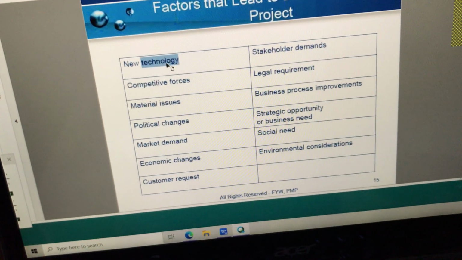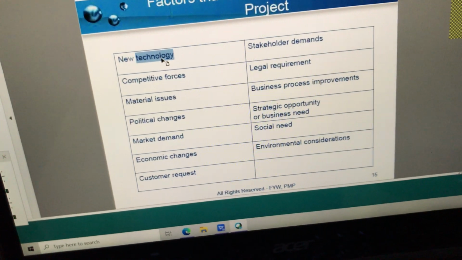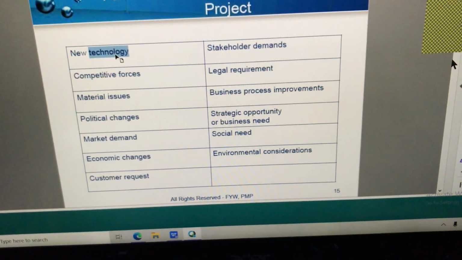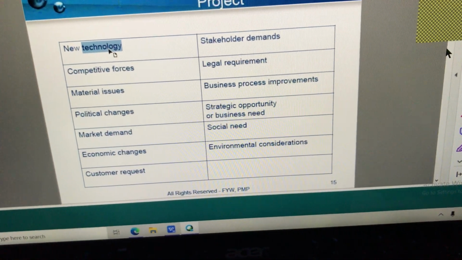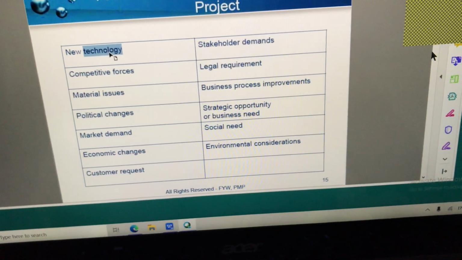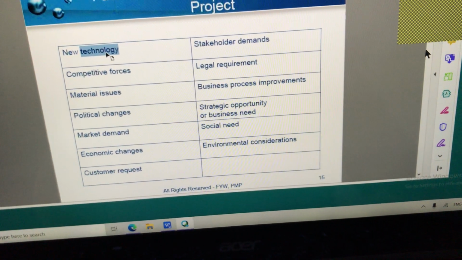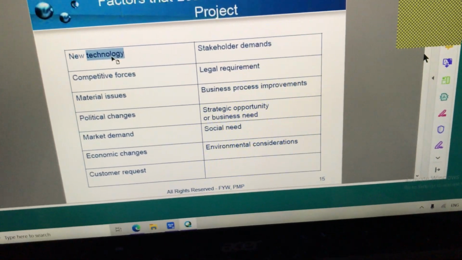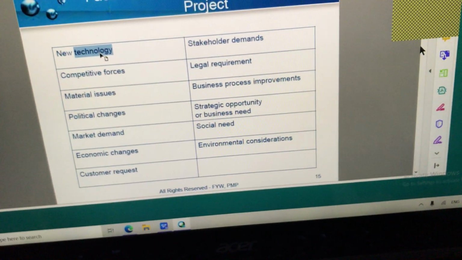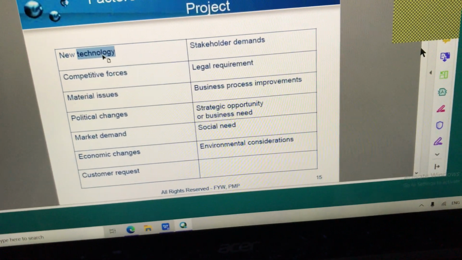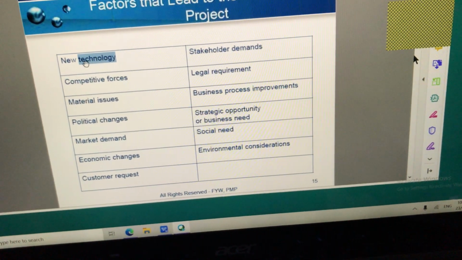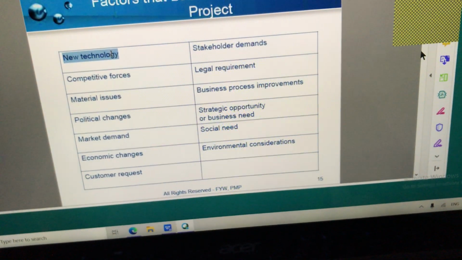Now if there is a big restaurant in Raffles Place and they have started using robots, do you think the other big restaurants in Jurong or Paya Lebar or Orchard Road are going to keep quiet? Everyone will start wanting to get robots. So there will be a project to implement robots, customize the robots for their products, train them. The robots also need training, isn't it? All that. And then it's a project. Do you see that? So new technology can create a project.